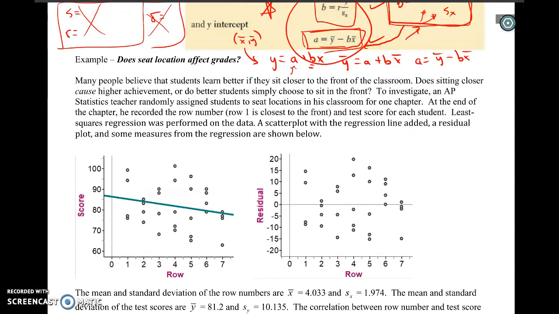Does seat location affect grades? Many people believe that students learn better if they sit closer to the front of the classroom. Does sitting closer cause higher achievement? Or do better students simply choose to sit in the front?